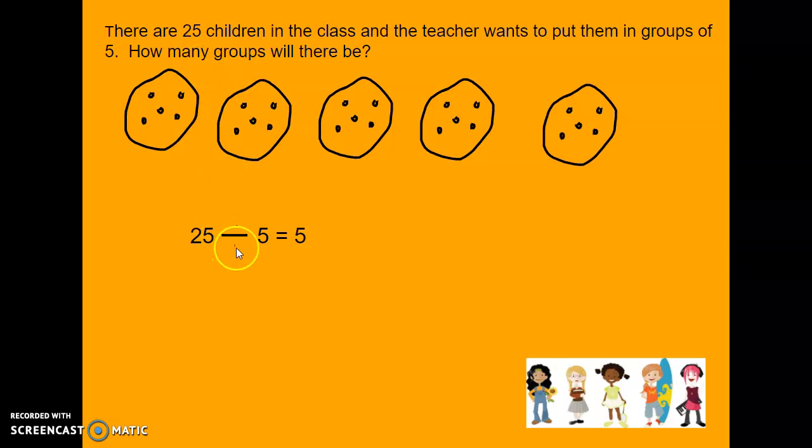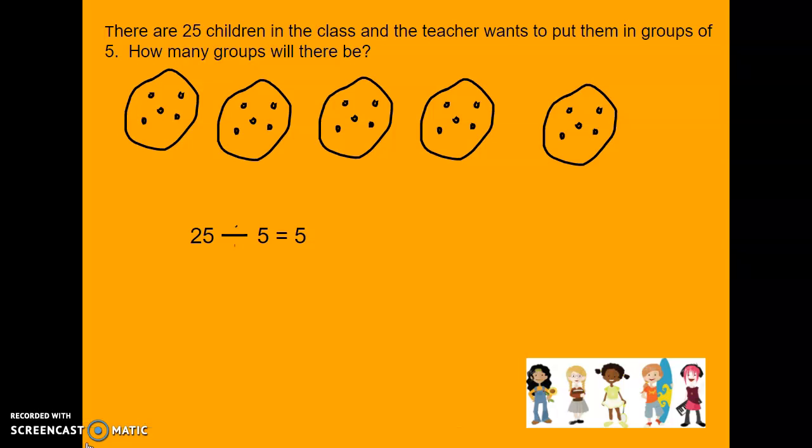Remember, this sign can also mean groups of. There are 5 in each group, and the answer is 5. Okay, because there are 5 groups altogether. Okay, so that is a grouping problem.